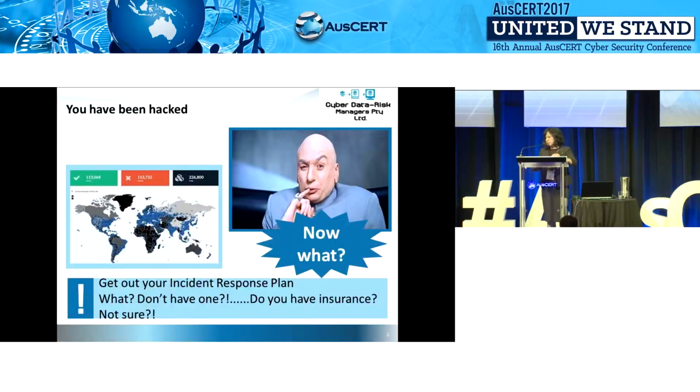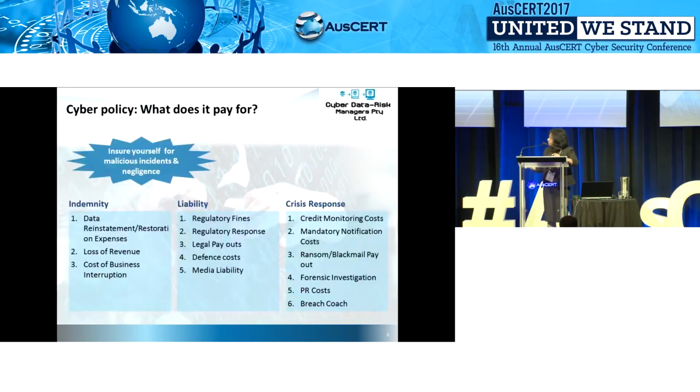Cyber insurance is not just another policy. It does place a lot of obligations on businesses for which there is very little awareness in the market. I'd like to start by talking about what cyber insurance covers and what sort of a policy it is. Cyber insurance is a policy for both indemnity and liability. Certain policies in the market would cover just indemnity and some cover liability, but cyber insurance covers both.